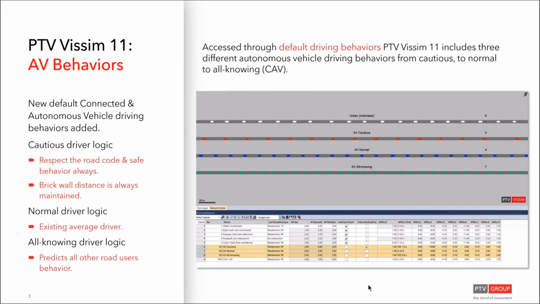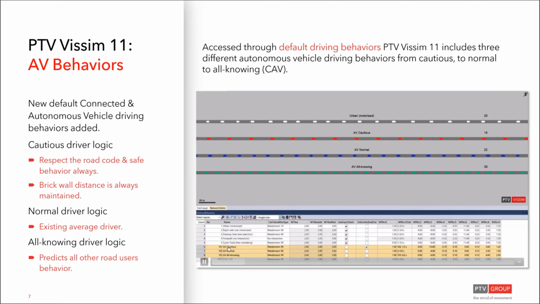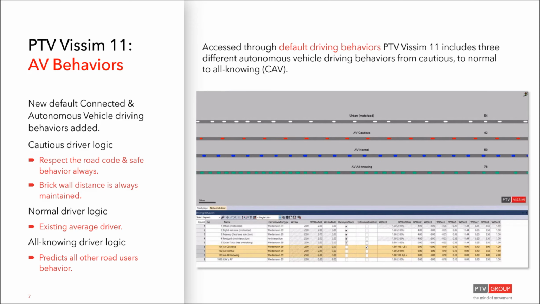So what are these new functionalities? First, you'll find them in the defaults, but also in an additional example, there are 3 more driving behaviors in PTV Vissim. These are AV cautious, AV normal, and AV all-knowing. And these driving behaviors were introduced within the project Coexist to replicate different assumptions of behaviors.